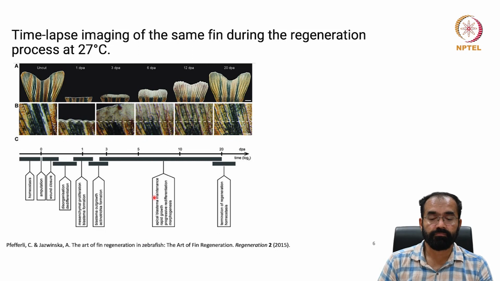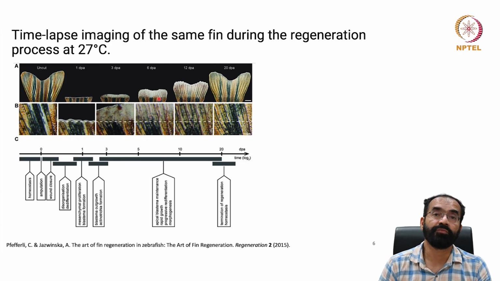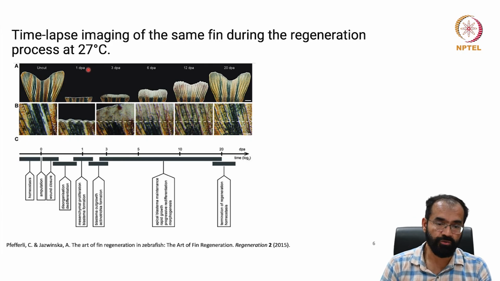So this is a very interesting picture, the time-lapse imaging of the fin after amputation, done at around 27 degrees. That is the temperature at which the zebrafish is housed. Normally the water temperature is around 27 degrees. This is an uncut fin, and this is 1 day after amputation. So this is the plane where it is cut, and it is called DPA. 1 DPA means 1 day post amputation, and this is 3 DPA, this is 6 DPA, this is 12 DPA, and this is 20 DPA. 20 DPA and uncut look more or less the same.